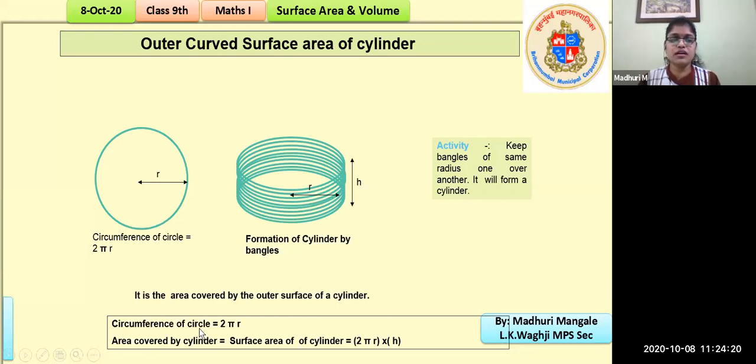So we know the circumference of a circle over here is 2 pi r, and what will be the area covered by this cylinder? So we are talking about the curved surface area, not the top and not the bottom, just the curved surface area. So of course it would be the perimeter of the circle, that is the circumference, which is 2 pi r, and multiply it with the height, correct? So that would give us 2 pi r h. That is how we get the curved surface area of a cylinder.